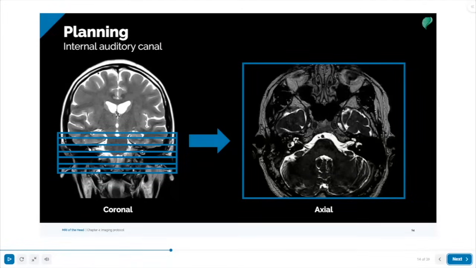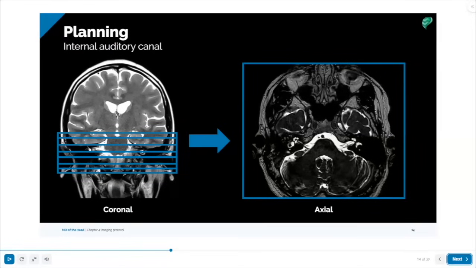our slices, thinner slices, to allow clearer visualization of the IACs and the delicate structures within. You may recall that the thinner the slices you have, the better the spatial resolution. So these thinner slices are going to allow us to be able to see these very small structures well. The transverse plane is planned using the coronal plane, where we make sure that our field of view coverage starts just above the canal, and ends just below it. The thinner slices used are going to be about 0.5 millimeters up to about 2 millimeters in thickness.